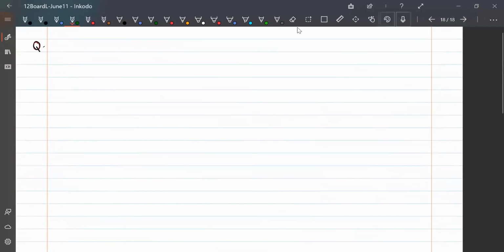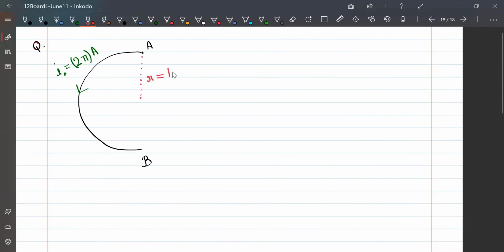Moving on to next question. Suppose we have a semicircle like this, starting from A, ending at B. Then value of current, let us say, is 2 pi ampere, and this radius is given as 1 millimeter. Find magnetic field at O.